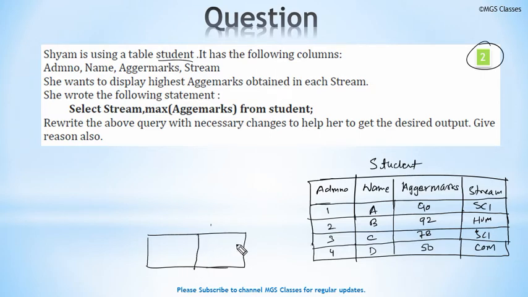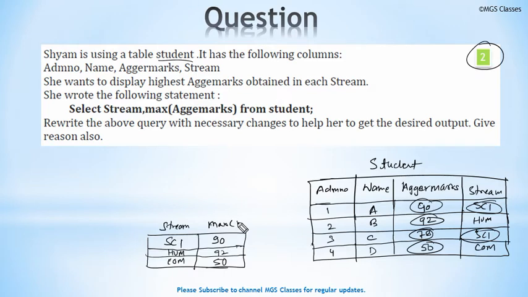Let's suppose there are 3 streams: one is science, another is humanities, another is commerce, and she wants to display the highest mark. In the science stream there are 2 entries. What is the highest marks, 90 or 78? 90 is the highest, so you want to display 90 for science. In humanities there is only one row, so it will be 92, and in commerce it will be 50 because there is only one row. So she wants output like that, the maximum of aggregate marks for each stream.